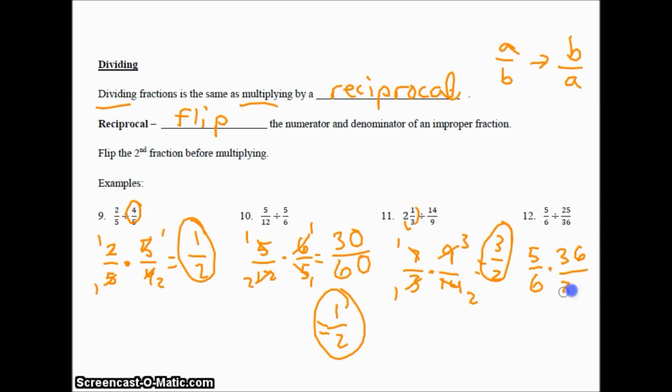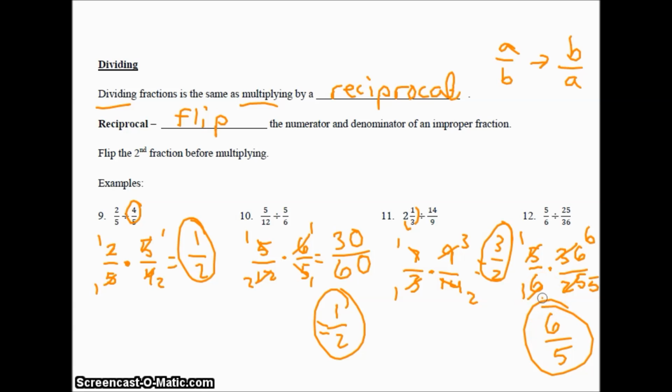36 divided by 25. Ooh, this one works out very nicely. 1 and 5. And 6 and 36 both have 6 as a common denominator. So we can label it as 1 and 6. So this fraction is 6/5.